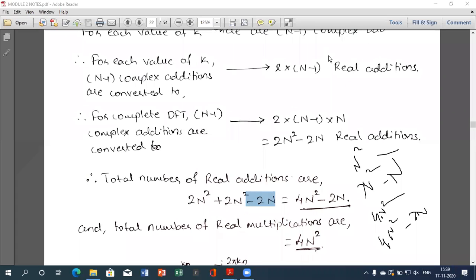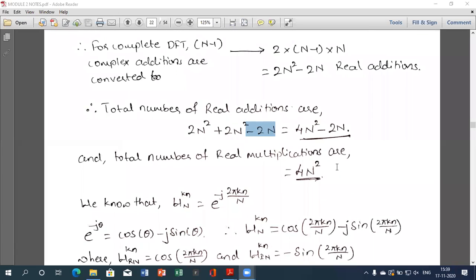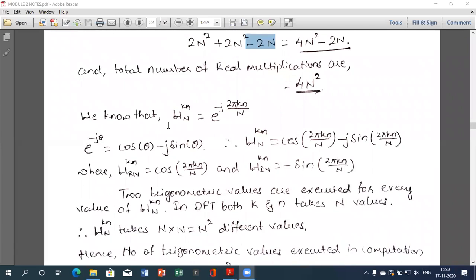Still, we have another one left, that is the trigonometric function. Let us focus on that also. We know the twiddle factor is e raised to minus j of 2 pi kn by n. We know that e raised to minus j theta is cos theta minus j sin theta. So here cos of 2 pi kn by n is one trigonometric function, and minus j of sine is another. So totally we have two trigonometric values.